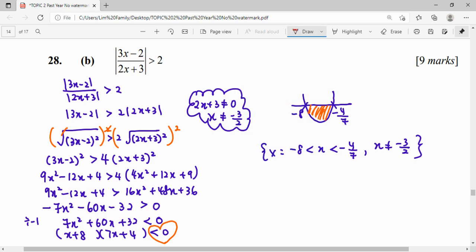So now we're going to look at what is important here. The first one, you have to write our denominator cannot equal to 0. That will be our first basic definition here. Okay, then we perform our squaring both sides to get rid of our modulus, and we expand it correctly. And we come up to the simplified form of our quadratic. Then we're going to do our concept of factorization and concept of graphing.